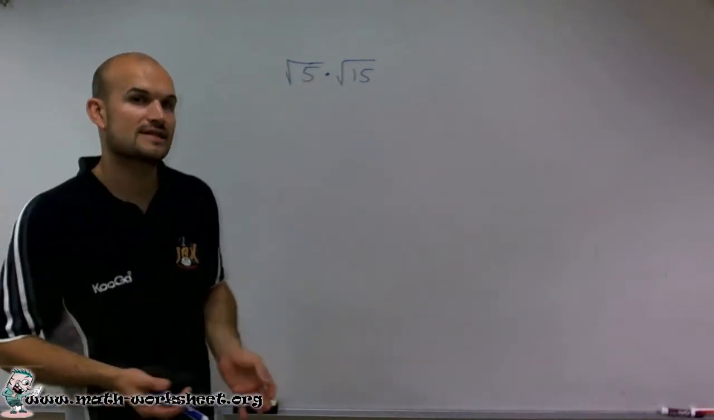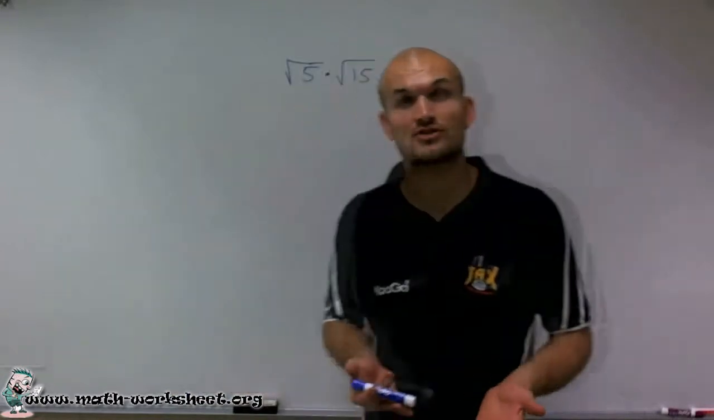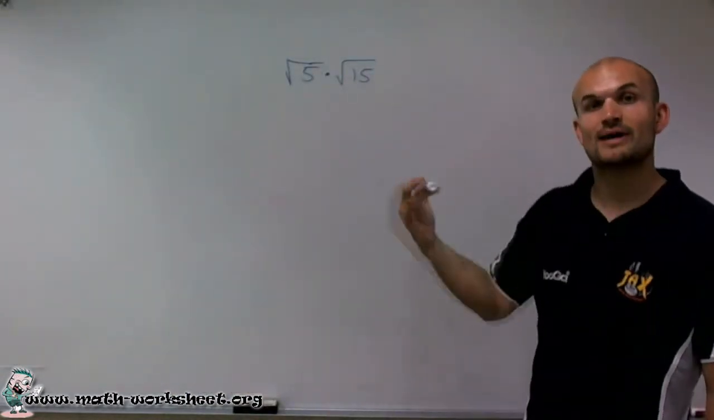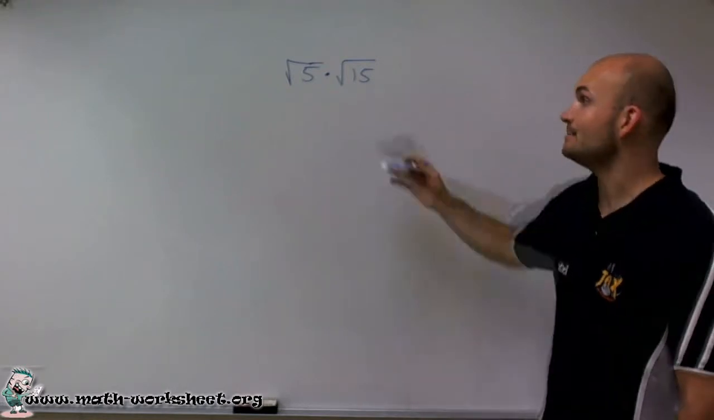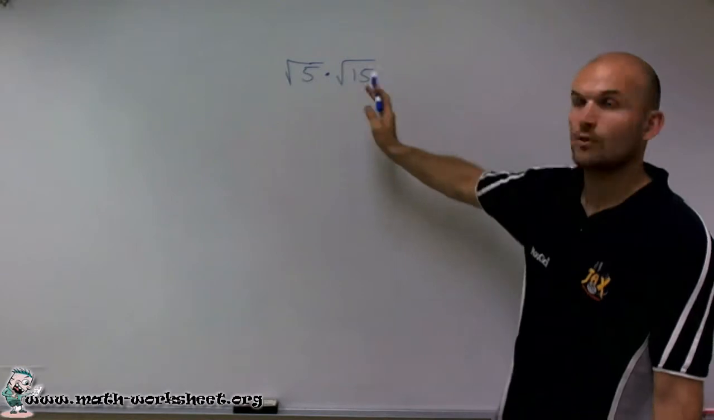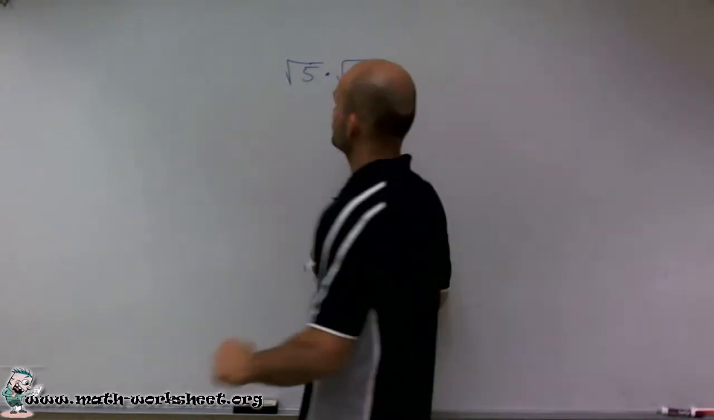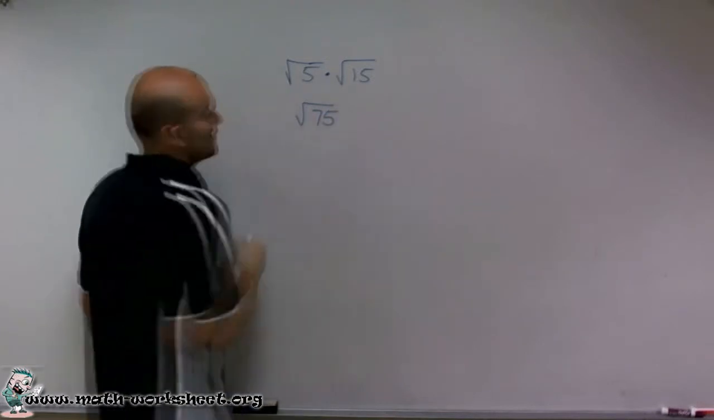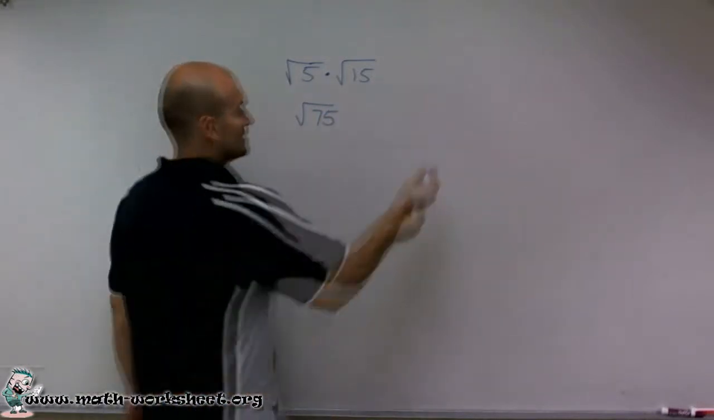It's important to understand that when we're multiplying numbers that we're taking the square root of, or radical numbers, we can multiply the radicand times the radicand. That means the number under your square root, or under your radical, we can just multiply them. So when I multiply the square root of 5 times the square root of 15, I get the square root of 75.